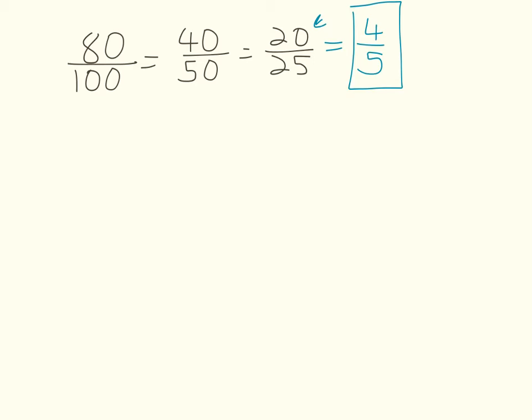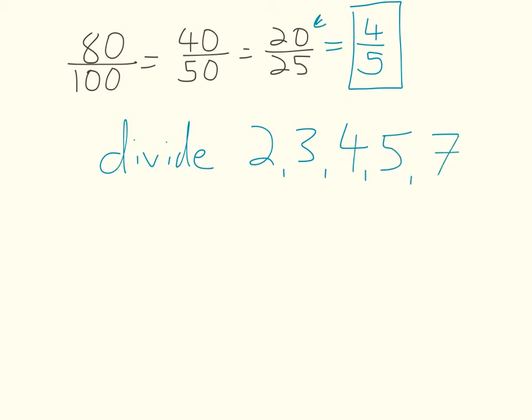So the trick to finding the simplest form of a fraction is to divide by 2, 3, 4, 5, 7, and so on. Usually, if you divide by 2 or 3 a couple times, or by 4, 5, or 7, you'll get down to the simplest form pretty quickly.